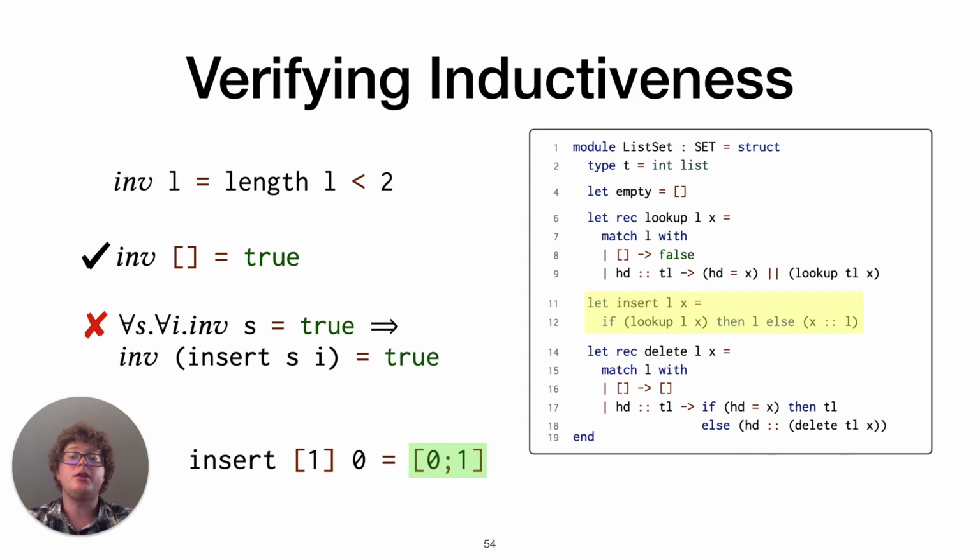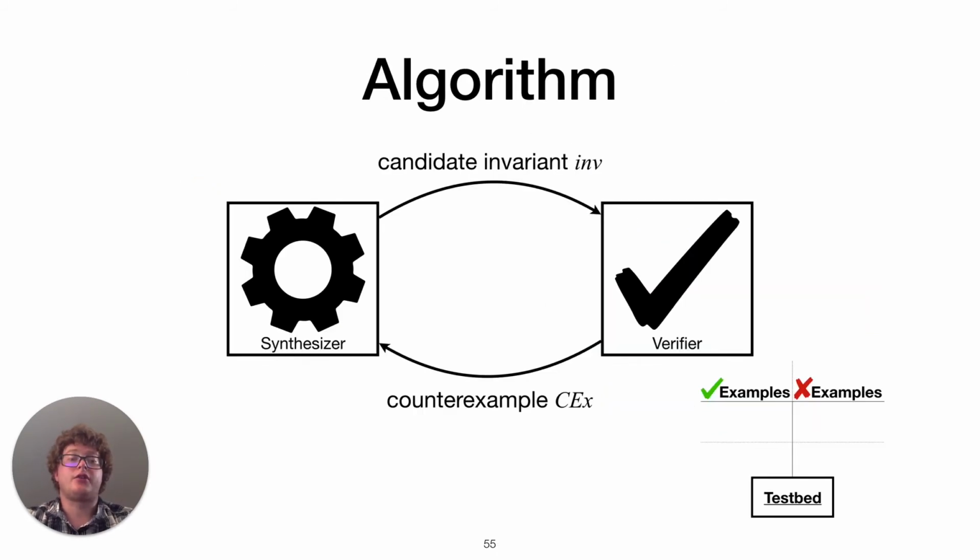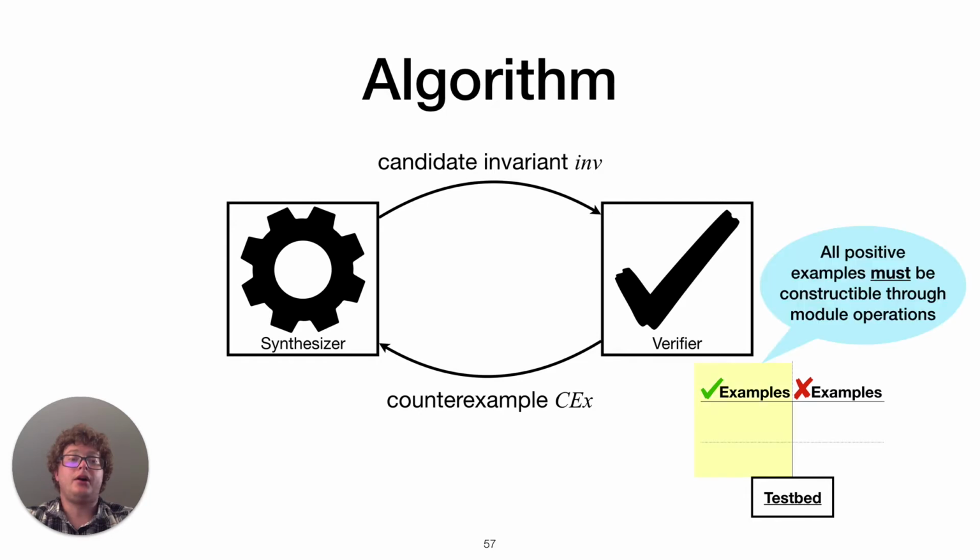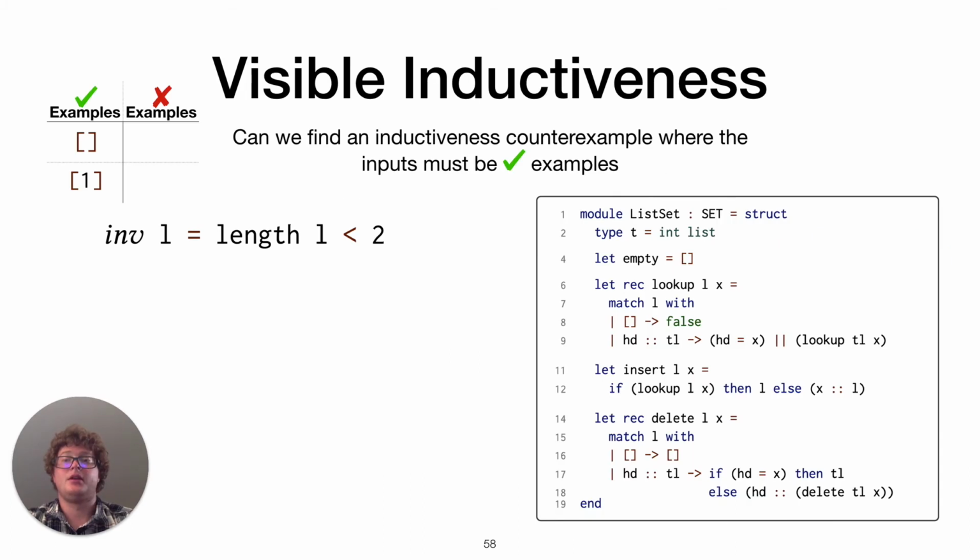Note that if we knew somehow that 1 was constructible, then we would know that it must be 0, 1 that should be added to the positive set, because a constructible value shouldn't be added to the negative set. So to be able to make this decision and have this knowledge, we add an additional constraint to our algorithm. We require that all the positive examples must be constructible through module operations. Then we can use our novel notion of visible inductiveness, which asks, can we find an inductiveness counterexample where all the inputs must be positive examples?